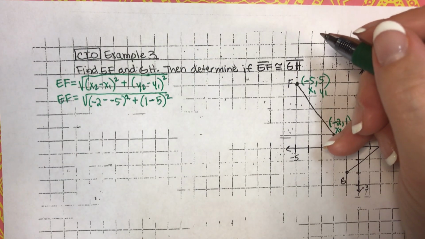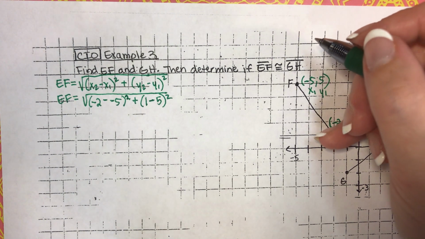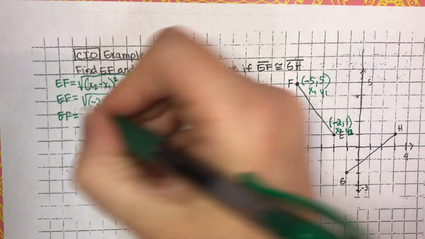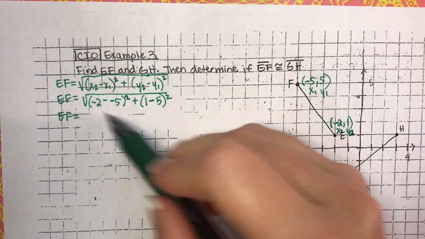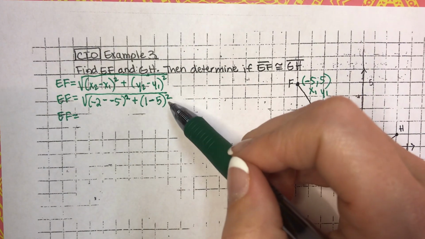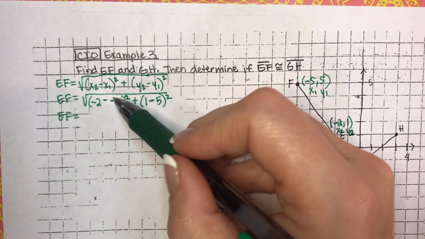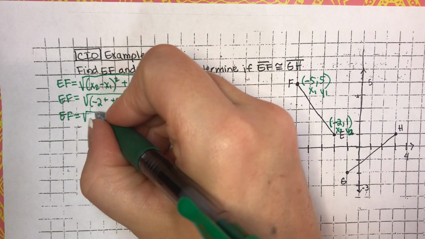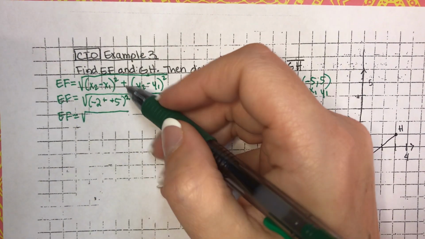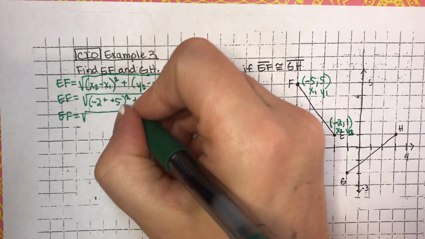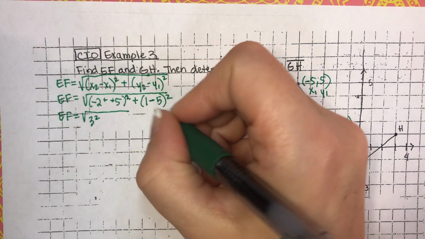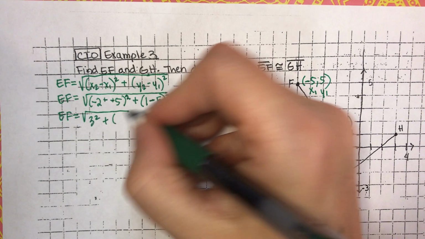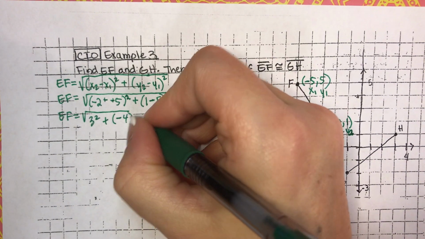All right, then we just do order of operations and simplify. Okay, EF is equal to, we have these two negatives. Remember, order of operations says we have to do the parentheses first. We have two negatives there, and those turn into positives. And negative 2 plus 5 is going to be 3 squared. Plus 1 minus 5 is negative 4 squared.